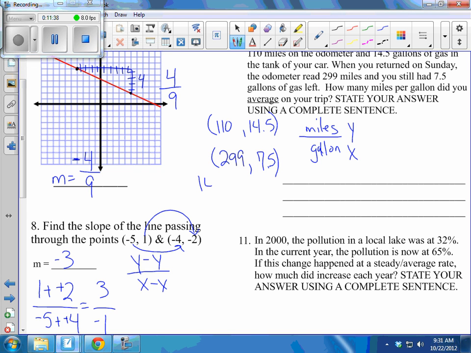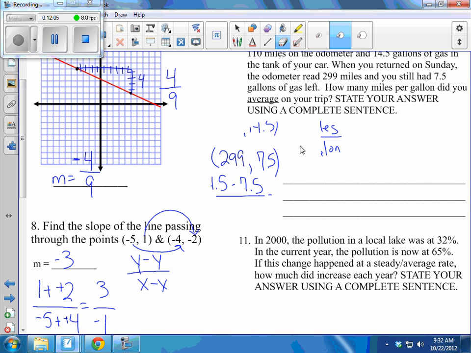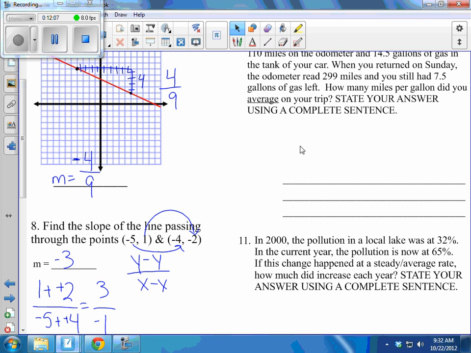So 14.5 minus 7.5. And I'm going to subtract my x's the same way. So when I'm done with this, what I end up with is, all right, I just realized I made a mistake, so I'm actually going to start over on this problem. So ignore everything that I've just said. Sorry about that, you guys.